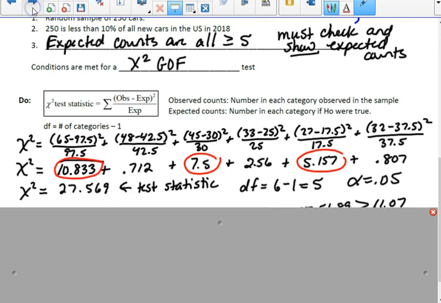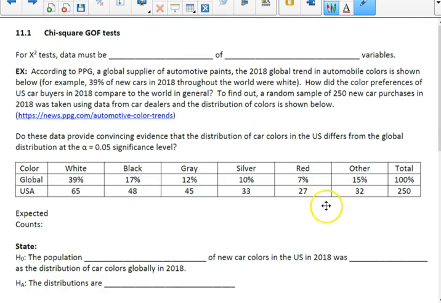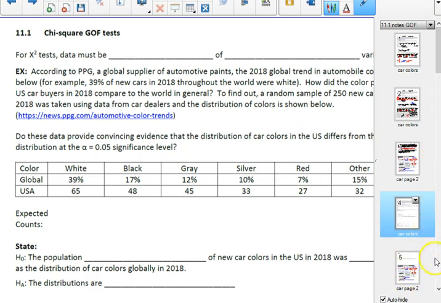So I'm going to move a couple places over here and go to a chi-squared table. Where is my chi-squared table? Got to find it.